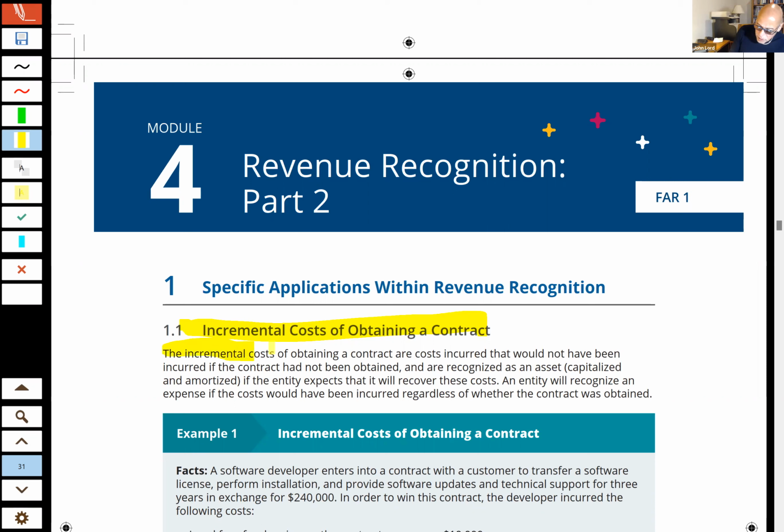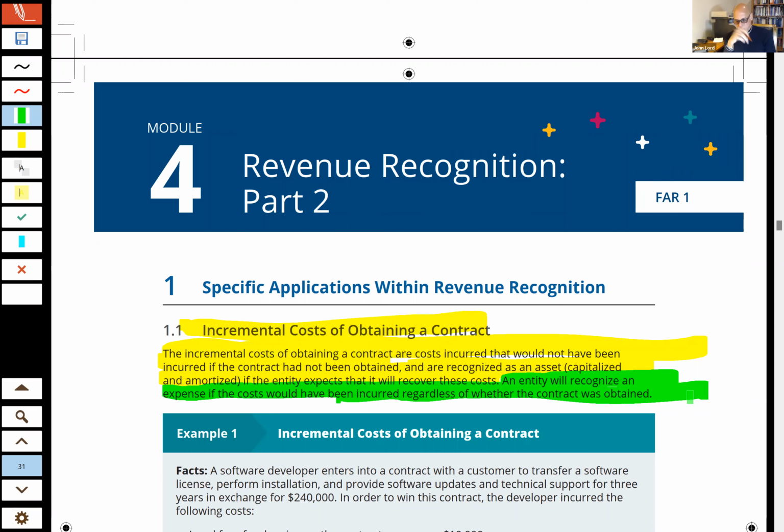Okay, so the incremental costs of obtaining a contract are those that would have been incurred had the contract not been obtained. Those we would recognize as an asset and amortize if the entity expects that it will recover the cost. That'll be how you recognize the asset. Nobody's winning any Pulitzer Prizes for the way they wrote that. And an entity will recognize an expense if the cost would have been incurred regardless of the contract.